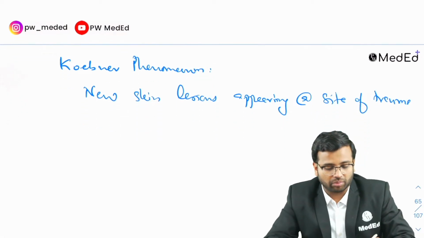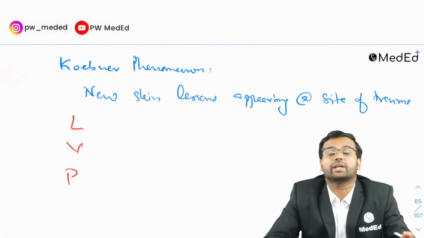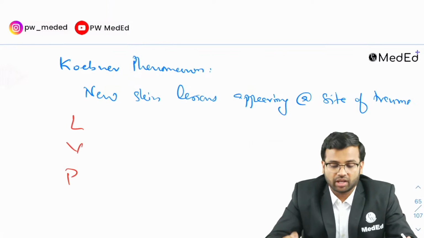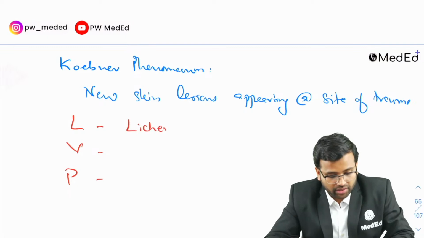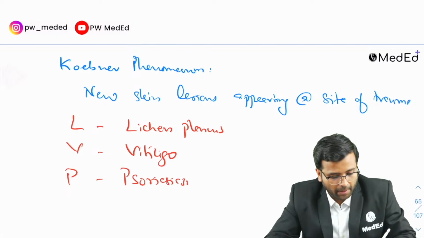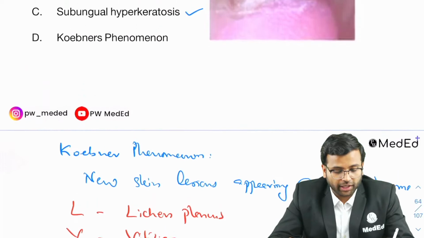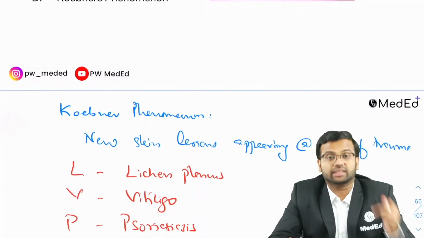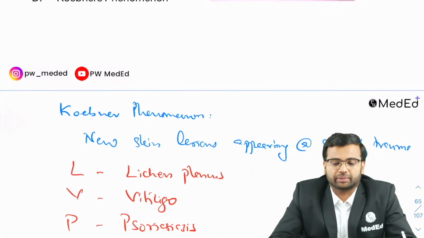Please try to remember, there are 3 diseases where you can find this Koebner's phenomenon. You can remember it as LVP. L stands for lichen planus, V stands for vitiligo, and P stands for psoriasis. So LVP, that is lichen planus, vitiligo and psoriasis. These are the 3 diseases where you can find a Koebner's phenomenon.